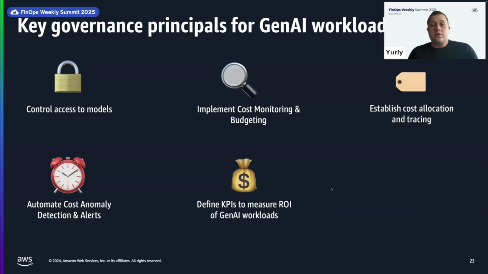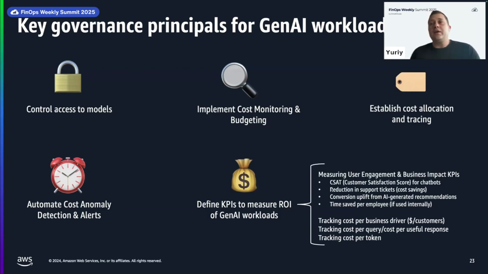Of course, have cost anomaly detection and alerts in place, and make sure that people read those alerts and react to them. Think about the marketplace nuance that I mentioned, and if you use third-party models, make sure that your anomaly detection strategy covers this. And one of the most important parts is to define your KPIs to measure return on investment of GenAI workloads. Actually, to maximize efficiency of generative AI workloads, you need to make sure that you know how to measure efficiency.